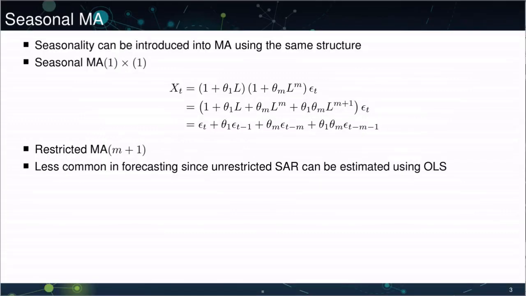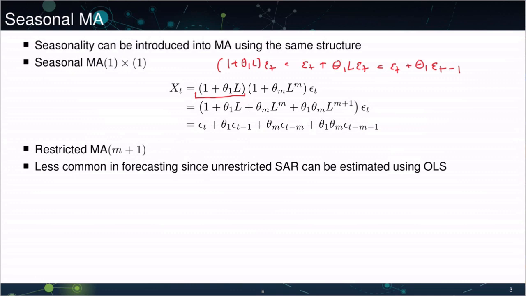Seasonal moving averages are constructed in the same way as seasonal autoregressions. It's easiest to describe a seasonal moving average using the lag polynomial. There are two components to this lag polynomial. There's the first term, 1 plus theta 1 L. This is the usual MA(1) structure. In particular, we see that (1 plus theta 1 L) times epsilon t is epsilon t plus theta 1 L epsilon t, or epsilon t plus theta 1 epsilon t minus 1. That is, that's a standard MA(1).